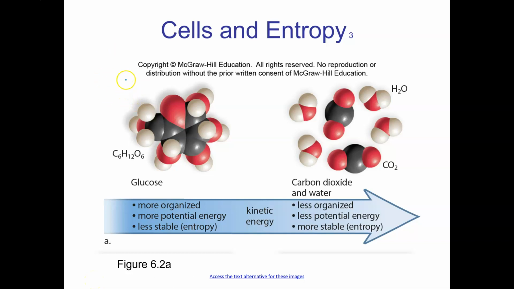Again, here we have glucose. Glucose is a 6-carbon monosaccharide. It is the energy that our cells love to use. Glucose is broken down into carbon dioxide and water. Glucose is higher in energy, and it's more organized, so it's less stable. Over here, we have carbon dioxide and water, less organized, so more entropy and less energy.